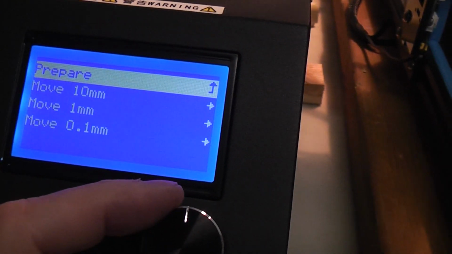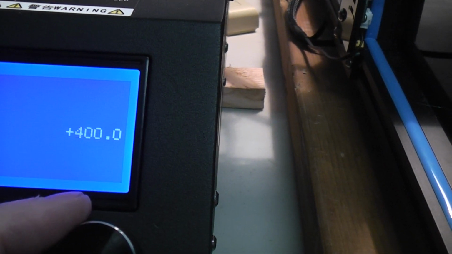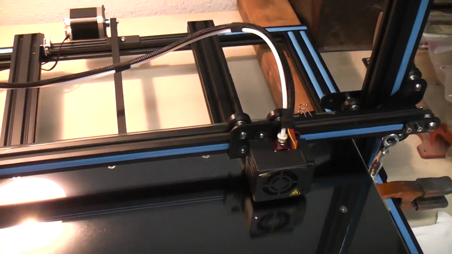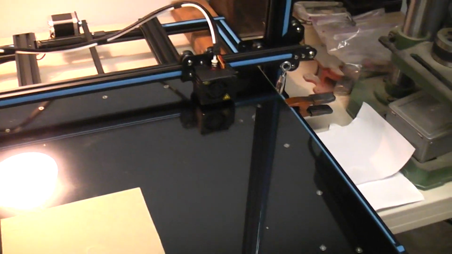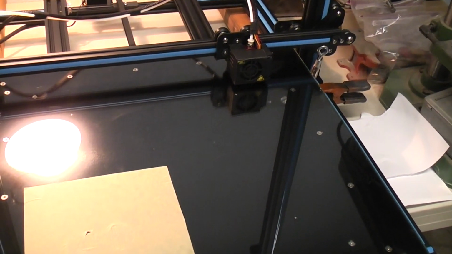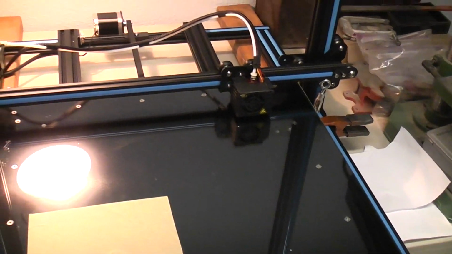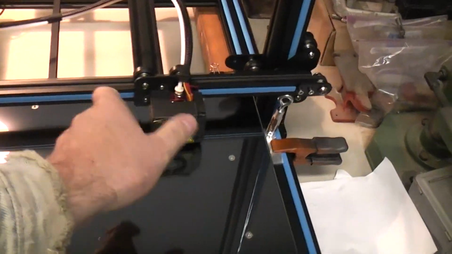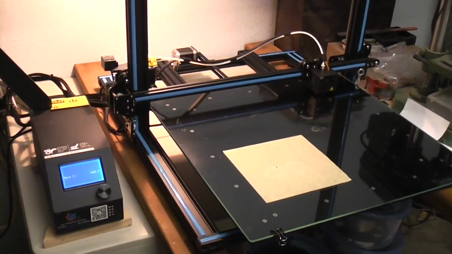Then you could go in and go to your Y. And on the Y, you could go 400. That would get you in that back corner, and you could do the back corner. So you get the idea. You can just use these to get your bed level without disabling the steppers. Because if you disable the steppers, there's a very good chance you're going to get your Z off on one end or the other, just because you're manhandling the head. Would be nice if they just put in the correct firmware.